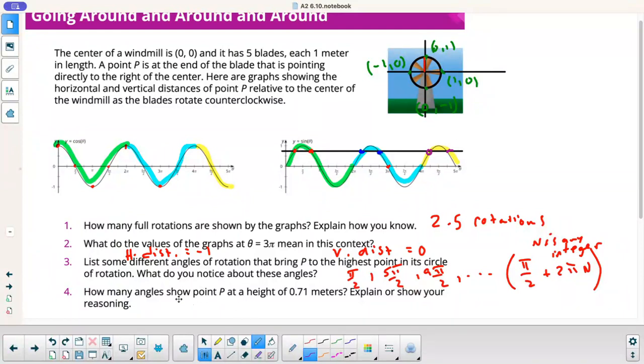Okay, so technically we would say infinitely many, but 2 per rotation. Okay.